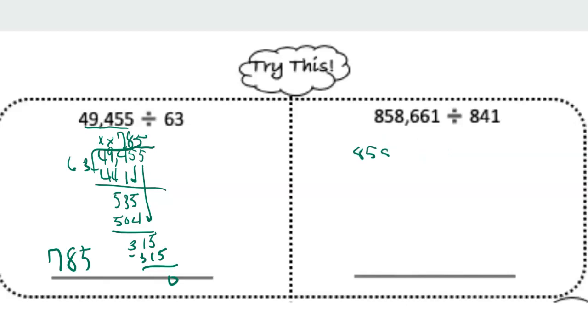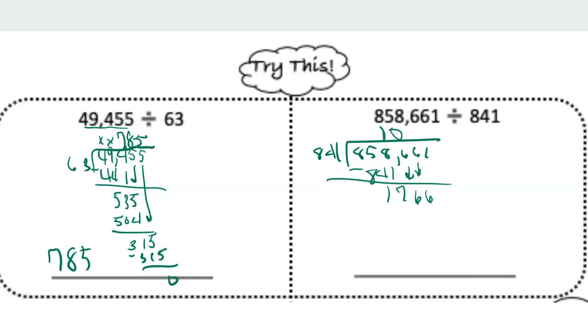Give myself a little more space. Divided by 841. 841 goes into 858 one time. I subtract 841. I get 17 left, so I bring down my 6. 841 does not go into 176, so it's 0 times. And I bring down the next one.